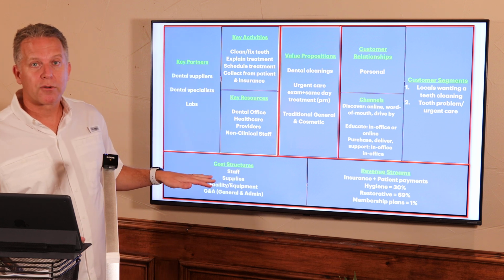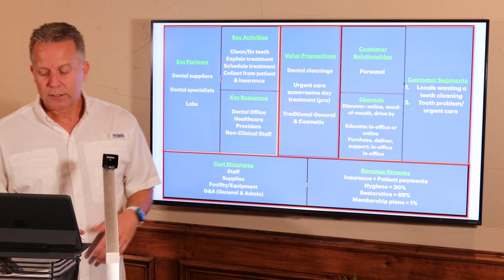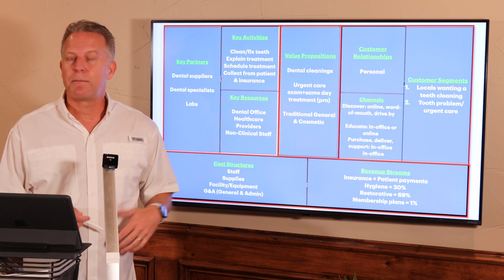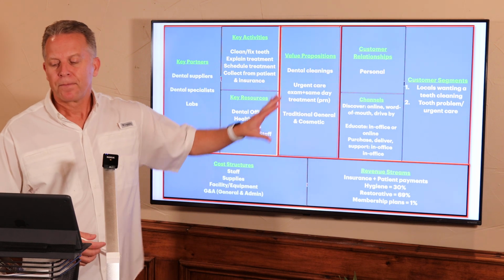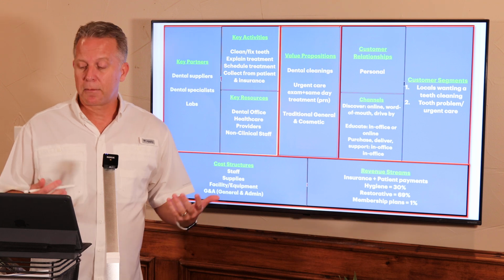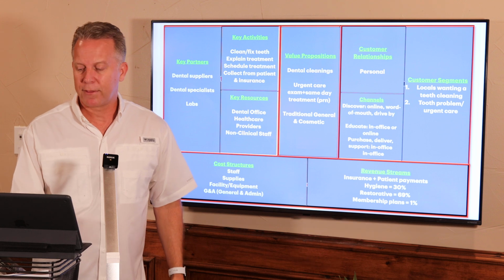Over here, our cost structures are obviously going to be all the big things we talk about when you look at a P&L statement. It's going to be things like staff, supplies, facilities, general expenses, administrative costs. Those are kind of the basic ideas of how this works. So this is basically your typical run-of-the-mill general dental practice. That's just doing the general typical bread and butter type of things.